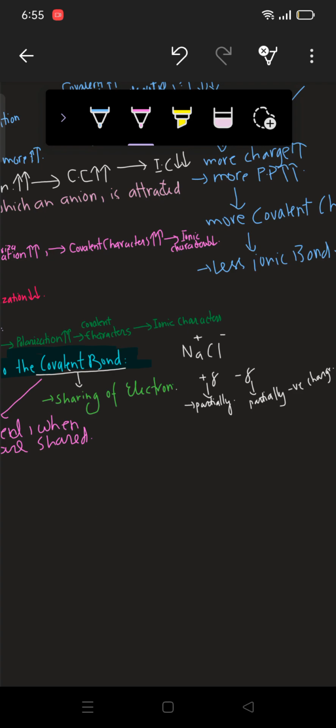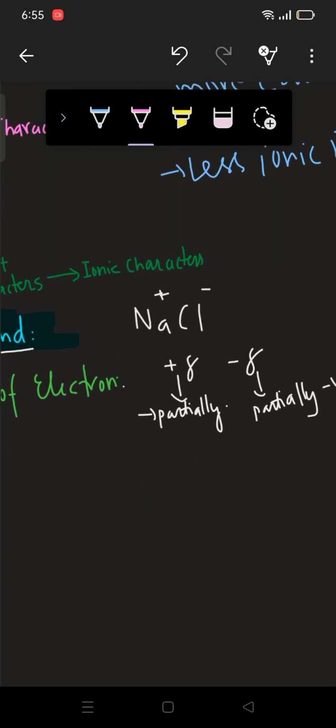We have discussed an example as well, NaCl, right? NaCl has an ionic bond. Why does it have an ionic bond? Since it gets complete charges, there happens the complete transfer of electrons. Chlorine gains one electron and sodium loses an electron. So sodium completely loses an electron and chlorine gains that electron completely. That's why they get complete charges.